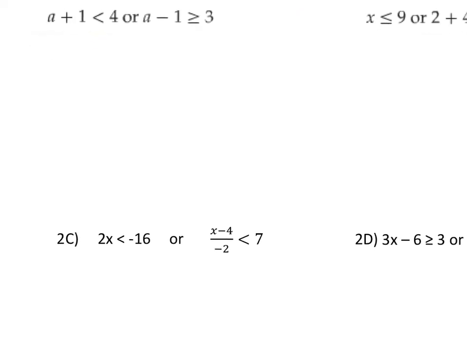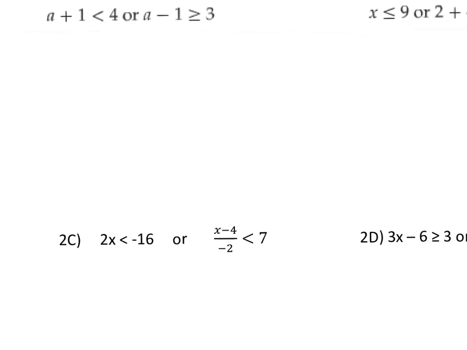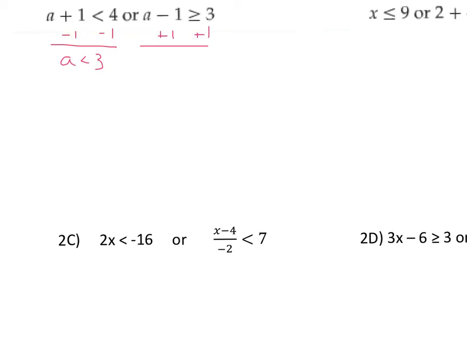On this first example here, you see a plus 1 is less than 4, or a minus 1 is greater than or equal to 3. Now, an or statement will always have that or written in it. It's not like an and that will be scrunched together. So on an or statement, you're going to see the word or in them. Okay? So we're going to start solving by subtracting the 1 off both sides. So I get a is less than 3. And on this one, I'm going to add the 1 to both sides, and a is greater than or equal to 4.